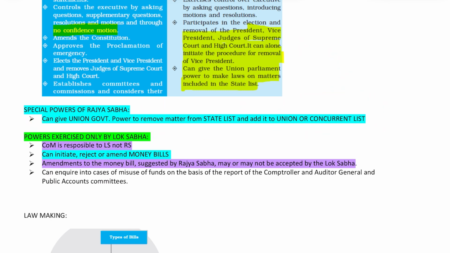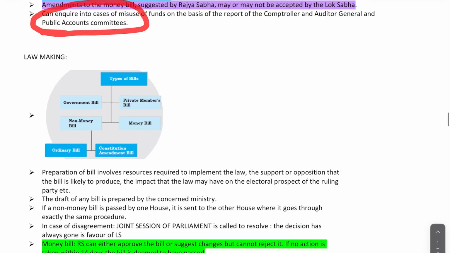So over here, the powers exercised only by the Lok Sabha: the Council of Ministers is responsible to the Lok Sabha only and not the Rajya Sabha. The Lok Sabha can initiate, reject, or amend money bills. Amendments for money bills suggested by the Rajya Sabha may or may not be accepted by the Lok Sabha. It can inquire into cases of misuse of funds on the basis of the reports of the Comptroller and Auditor General and the Public Accounts Committee.